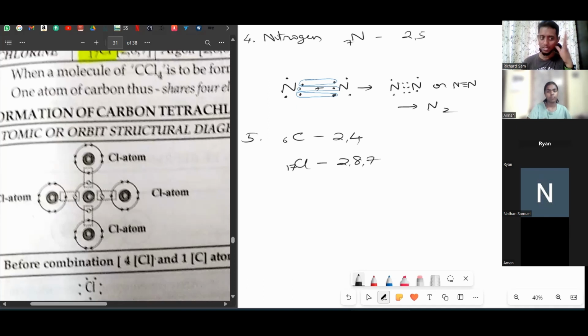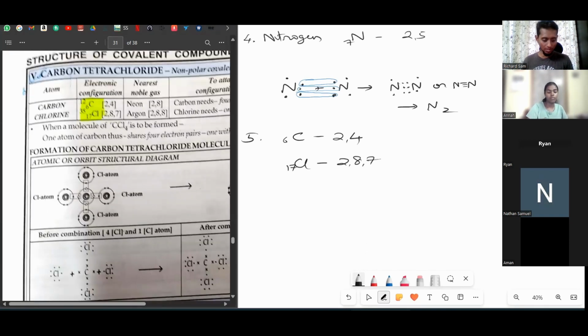Is that clear, everyone? Chlorine had 7. So since it shared 1, it got 1. So it became 8. So like that every chlorine shared 1 of its electrons, so it became 8. And carbon, on the other hand, had 4. So it shares all 4 electrons, and so it gets 4 more electrons from the 4 chlorines. And that's why carbon is also stable. Okay, so this is the orbit diagram.